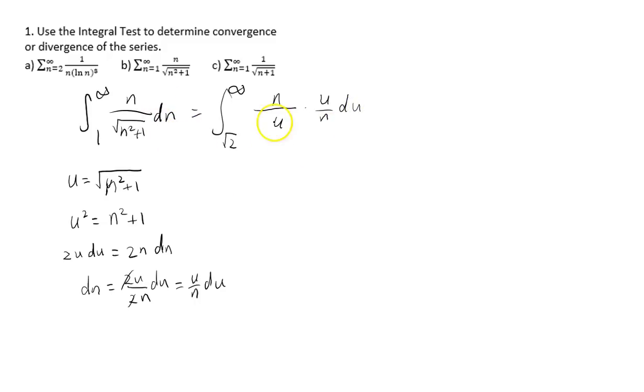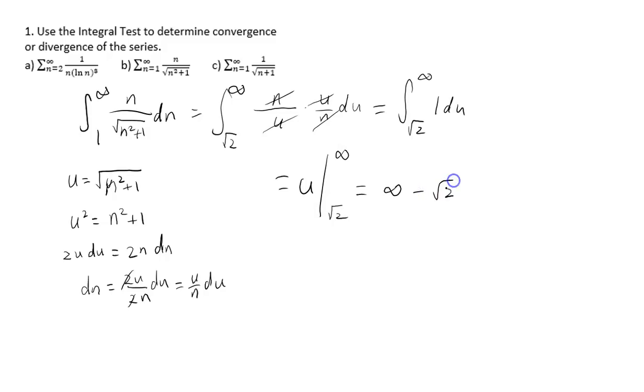now we replace dn by u over n du, and now you see why taking the square root of n squared plus 1 as u is a good idea, because it just makes the integration really easy. So that just gives us the integral from square root of 2 to infinity of 1 du, which is u integrated from square root of 2 to infinity, which gives you infinity minus square root of 2. That's still infinity, which means that the original series diverges by the integral test.